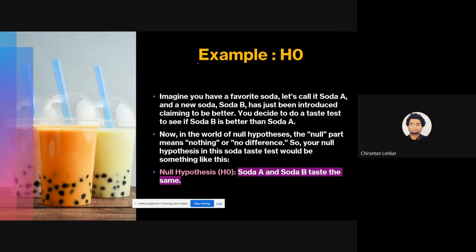Okay, let me take one more example with the null hypothesis. Imagine you have a favorite soda. For example, let's take Kinley and let's take Dukes. I'm just giving you a random example. Let's call it soda A and a new soda, soda B. Soda B has just been introduced claiming to be far better. See, Dukes made such a massive advertisement. They are like, hey, you know what? We are really good as compared to Kinley. We are a new entrant into the market, but we are really good.